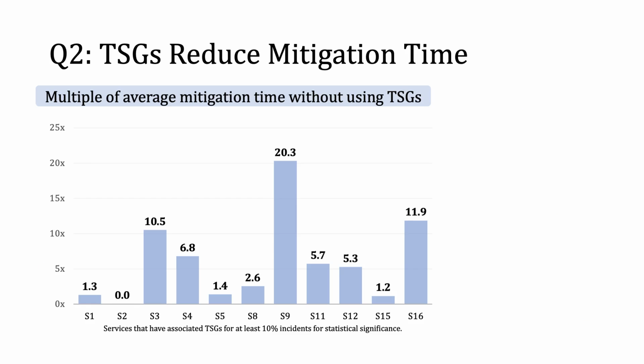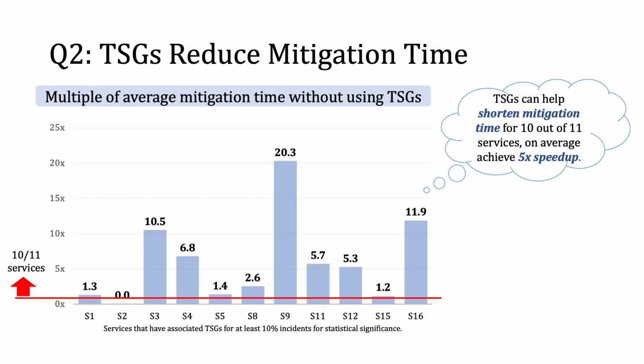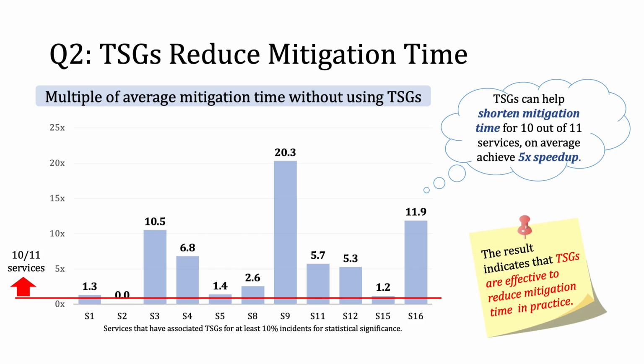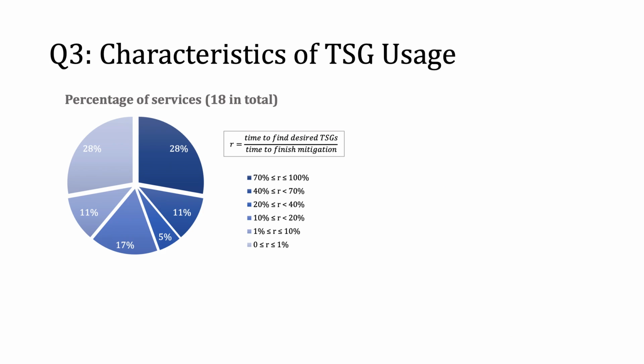Besides, after statistical analysis, we found that TSGs can help shorten the incident mitigation time for 10 out of 11 services. And on average, the TSGs have achieved about a 5 times speedup for mitigation. The result indicates that TSGs are effective at reducing mitigation time in practice.